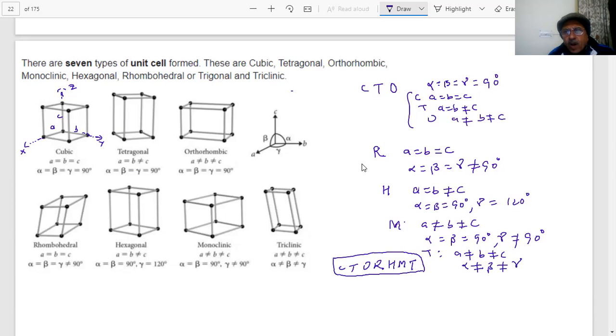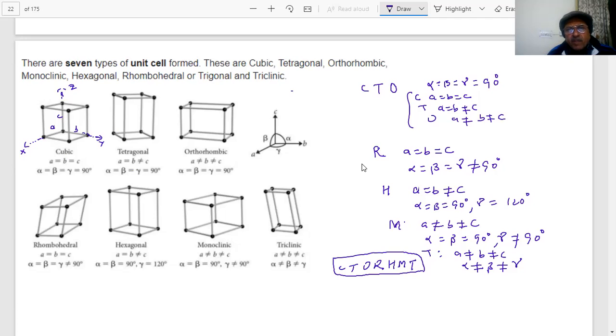CT, CTORHMT, you can try to see some connection with something to remember it. And this is how we have to see, because this learning is important. They will ask you for monoclinic, what are the values of the parameters? Then we have to give them. That is the reason, because these questions have been asked many times in the papers. Okay, students, seven types of unit cells.